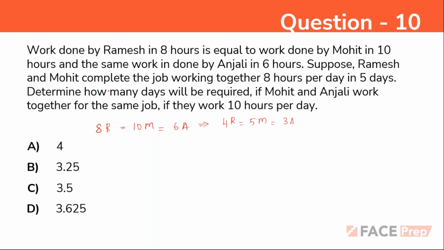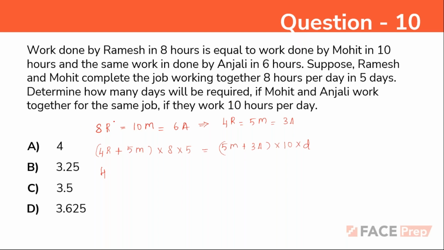In order to make it easier, I'm just dividing it by 2 since I found out we have a common multiple over there. Now, Ramesh and Mohit complete the job working together 8 hours per day in 5 days. So 5 days, each day they will be working for 8 hours. Who and who? Ramesh and Mohit. Now, Ramesh's efficiency 4R plus Mohit's 5M. This is the total number of men, and they are working for 8 hours per day, for 5 days. This work done is equal to, because they all are doing the same work, now I can equalize this. Mohit and Anjali work together for the same job. So Mohit and Anjali 5M plus 3A, and they are working for 10 hours per day, but we don't know the number of days. Let me take the number of days as D.